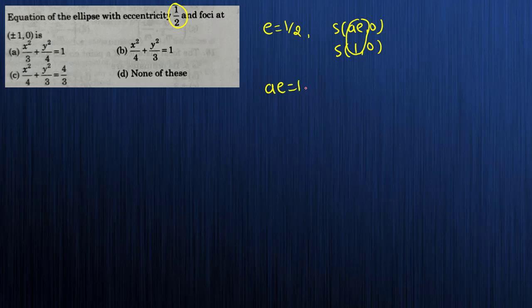Okay, very next. Equation of ellipse with eccentricity 1 by 2 and foci at plus or minus 1, 0 is? So e they have given is 1 by 2, and foci they have given as plus or minus 1 comma 0. Foci means (ae, 0). So what they have given is 1 comma 0, meaning indirectly they have given me the value of ae. So ae is equal to 1 and e is equal to 1 by 2. So using these two equations, we can write a into 1 by 2 is equal to 1, which implies a is equal to 2.